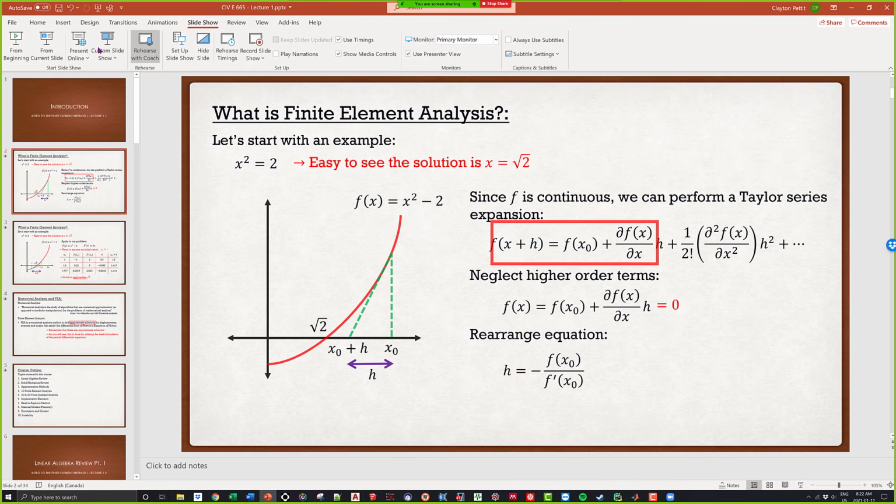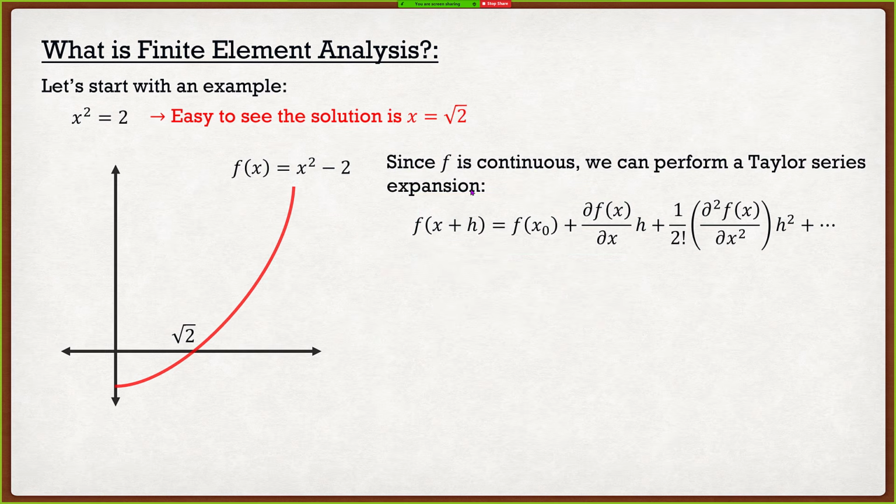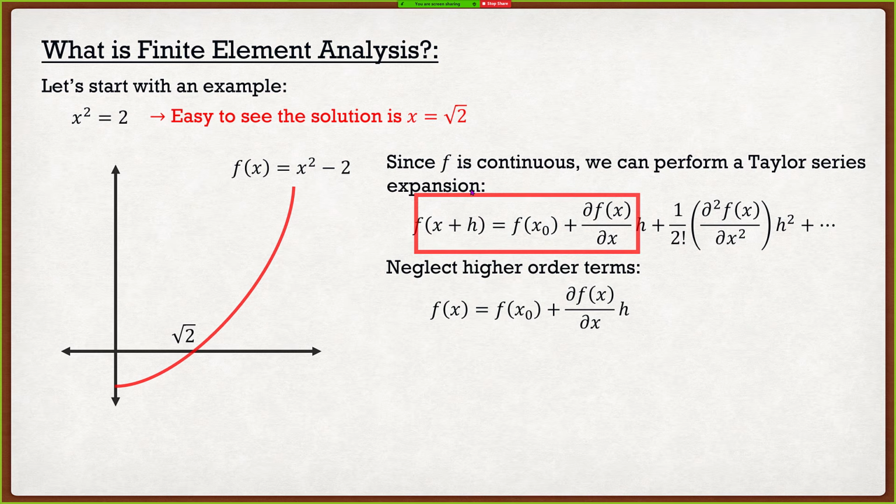The introduction slide was the hardest. So this should be f of x plus h is equal to that, plus the partial derivative of f of x with respect to x multiplied by h plus 1 over 2 factorial, blah, blah, blah, blah, blah. Now, we can neglect higher order terms. We don't need the second derivative of f of x. We can keep it nice and simple.